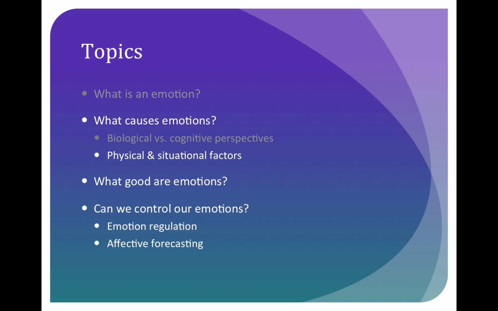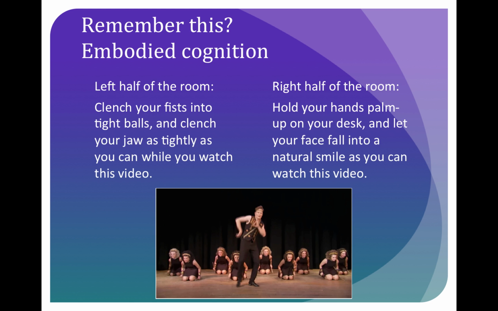Okay, so we've talked about what an emotion is. We've talked about biological and cognitive perspectives on emotions. Then the other thing I want to talk about today is the physical and situational factors that influence us to have different emotional experiences. So you might remember from a previous class, we talked about the idea of embodied cognition.